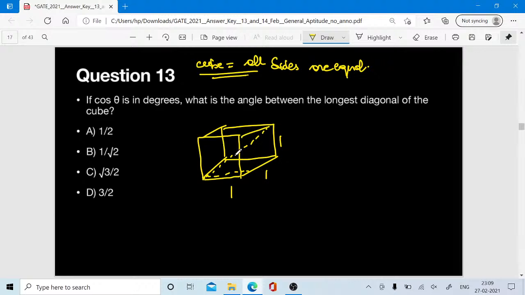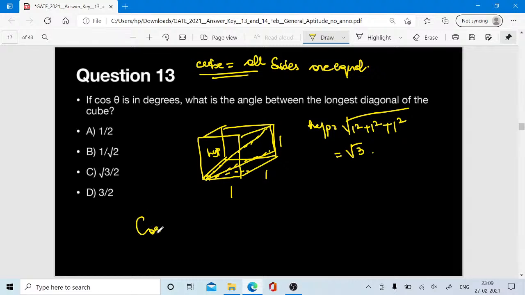So what is going to be my hypotenuse? This will be my hypotenuse. What will it become? 1 square plus 1 square plus 1 square, because it is joined by 3 sides. This is the triangle I'll be getting if I go for the longest diagonal. 1 square plus 1 square plus 1 square, which is going to be root 3.